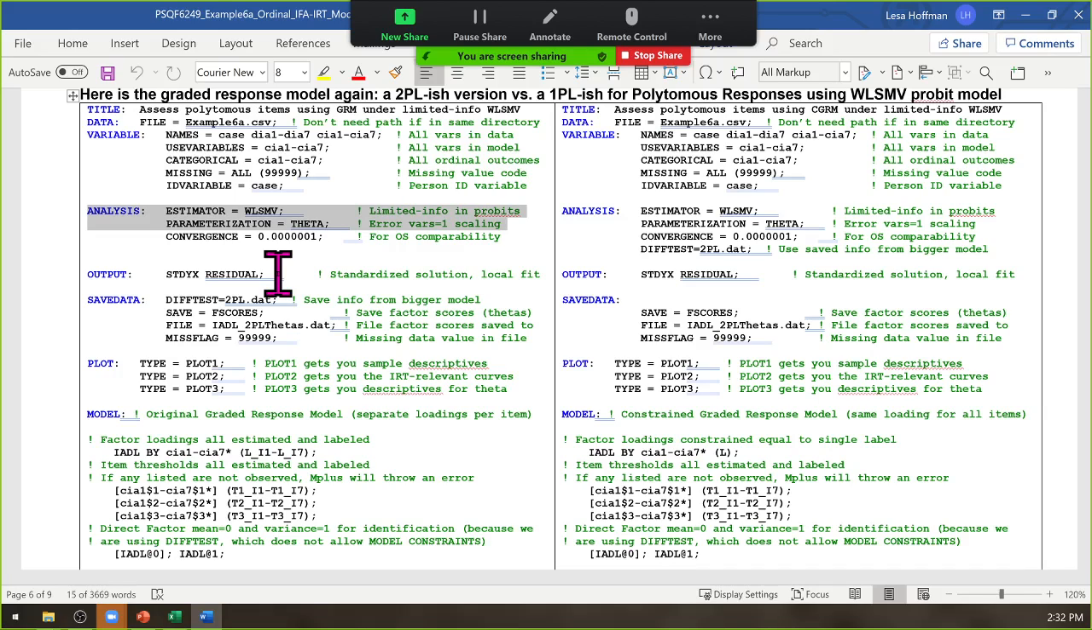Is polychoric the same as Pearson? Thumbs up for yes, thumbs down for no. Is polychoric the same thing as a Pearson correlation matrix? What do you think? One vote for no, a lot of abstainers. Yeah, the answer is no.